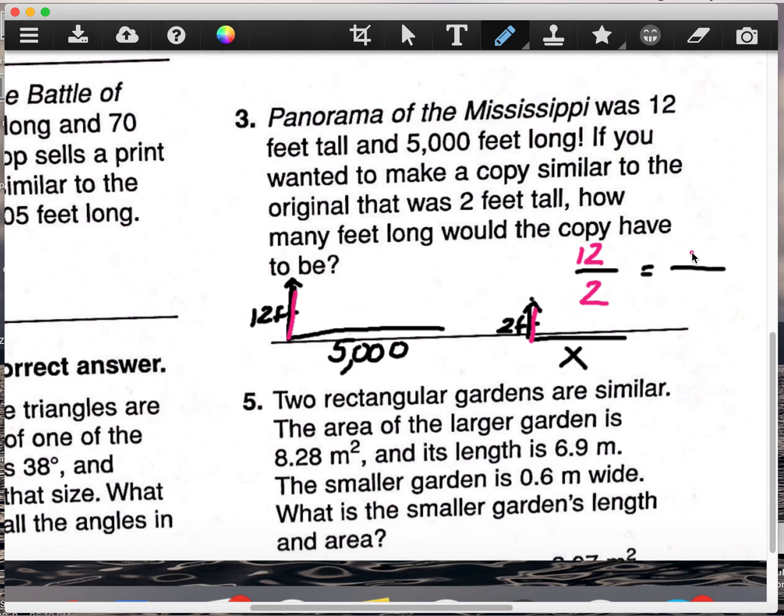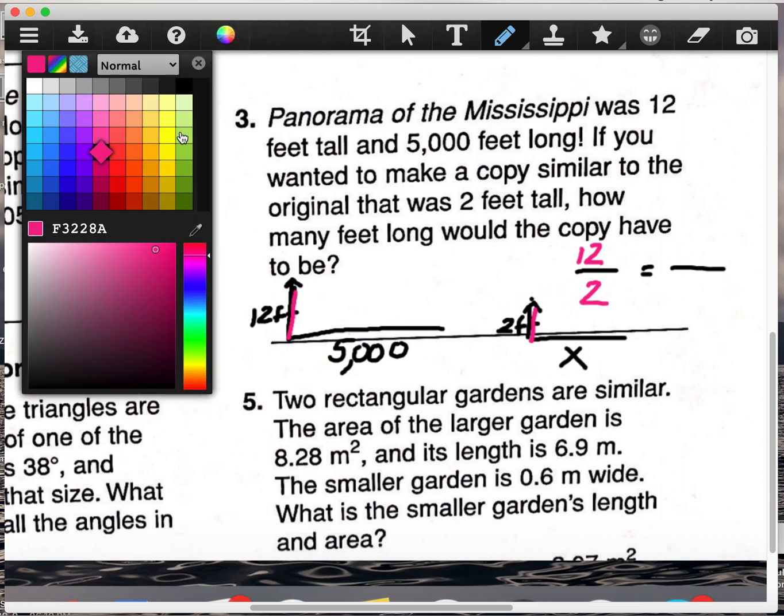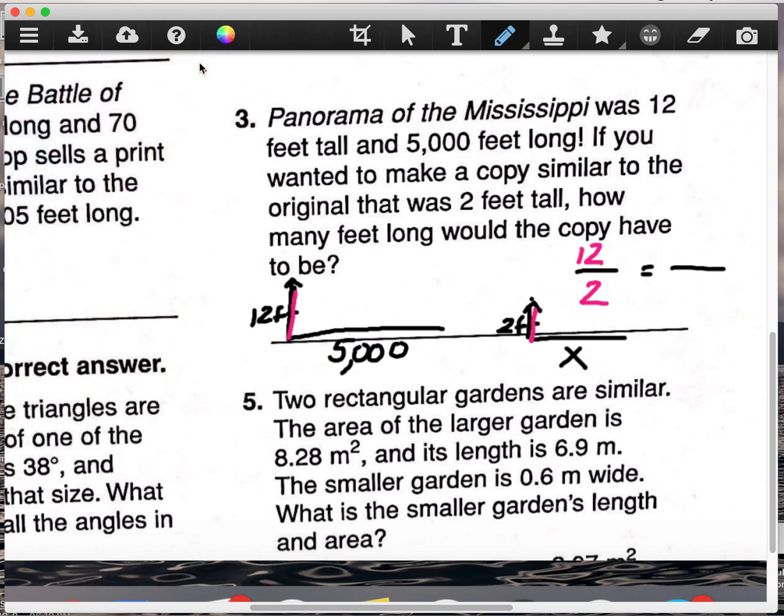Then we're going to take this one, which is 5,000, and put that on top. Remember, whichever place I start, if I decide to put this on the top, then this one's going to have to be on the top of the other side. It doesn't make any difference, you just have to keep it consistent. Then this one goes underneath. Now we have our proportions.